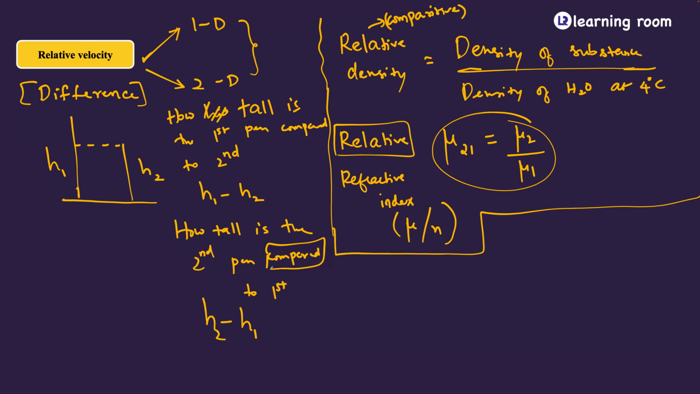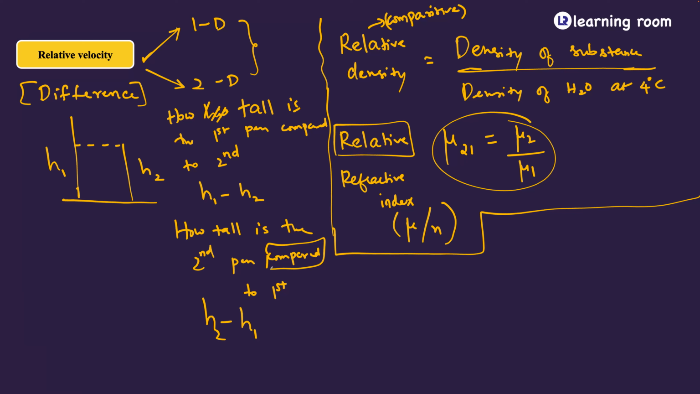I have a doubt. Yeah, sir. For relative density, why do you divide by the density of H2O at 4 degrees? Because that is where you have 1000. The density of water at 4 degrees Celsius is 1000 kilogram per meter cube. So you are comparing the density of a substance with a known parameter, that 1000.